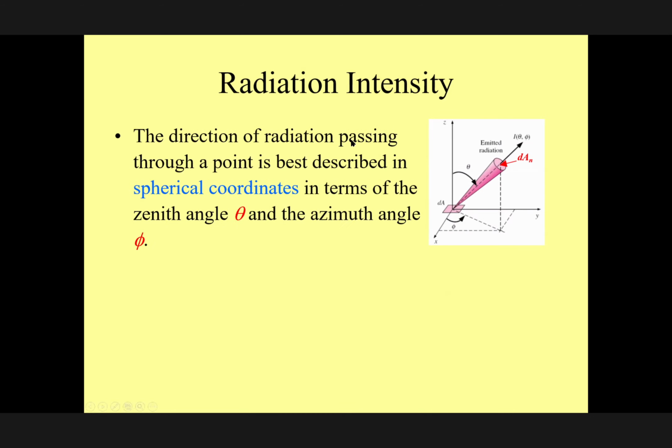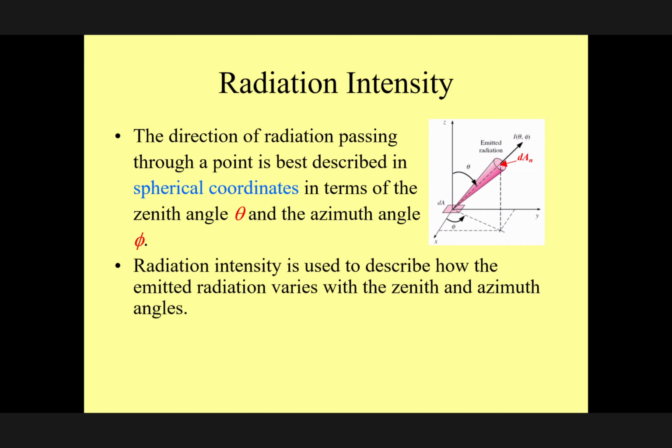Therefore, the direction of radiation passing through a point is best described in spherical coordinates. Remember, I mentioned diffuse, emitted in all directions. Therefore, if you consider all directions, it becomes almost hemispherical coordinates. That's something we have to keep in mind. And we can specify by knowing these two angles, theta, the zenith angle, and the azimuth angle. This angle and this angle. Therefore, we can represent this one.